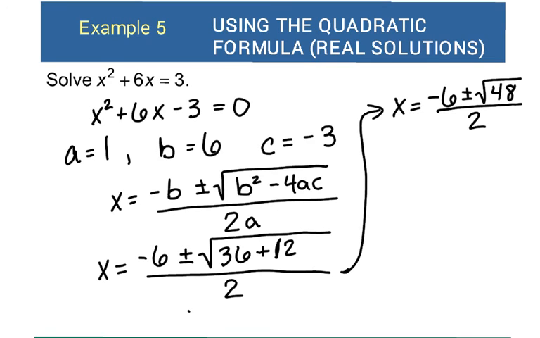Now, 48 has two factors, one of which you can take the square root of. It's going to split out to 16 and 3. That's what we're going to replace the square root of 48 with, and that is going to end up equaling 4 square root of 3. Okay, so let's rewrite it like that.